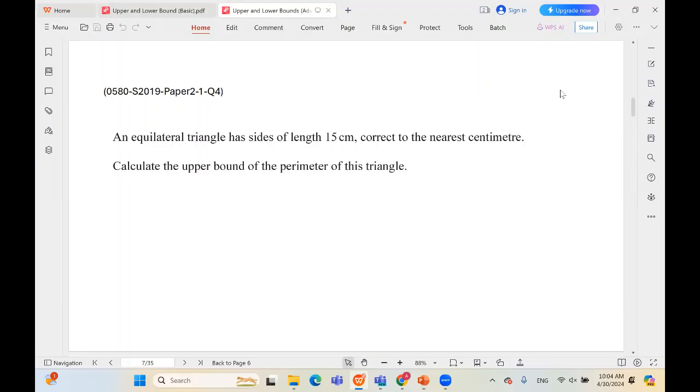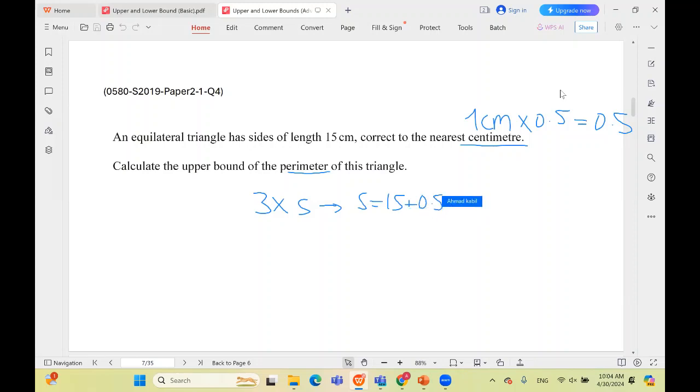So this is another similar question again. We have an equilateral triangle with side length 15 centimeters, but here the level of accuracy is 1 centimeter. So we don't need to do any conversion of units, just need to multiply it by half, and we get 0.5. So this time we're adding 0.5, not 0.05. But again, the perimeter is 3 times the side. So we need to first get the side, which will be 15 plus 0.5. And this gives us 15.5.